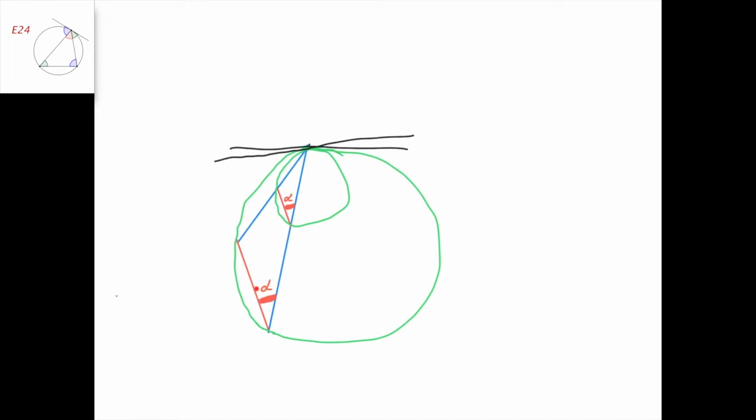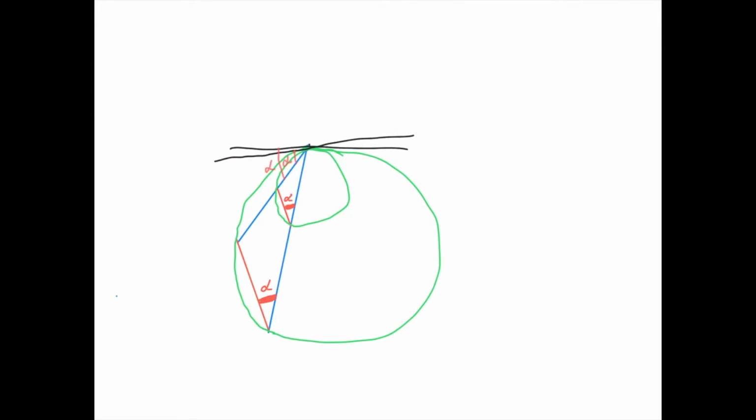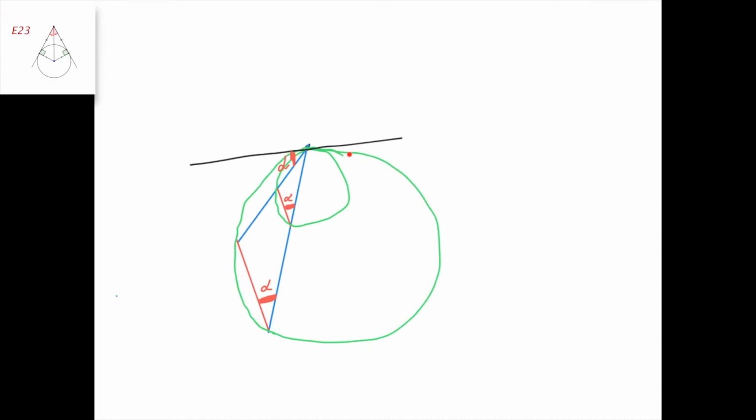Similarly, since this angle is alpha, it corresponds to this arc of the larger circle, and so this angle here, with respect to the tangent line to the larger circle, equals alpha. Therefore, the angle between the two lines equals alpha minus alpha, or 0 degrees, and therefore the two lines coincide. And now we have a line and a point on the line, and two circles that are tangent to this line at this point. So both circles are tangent to the line at the same point. Therefore, they are tangent to one another.